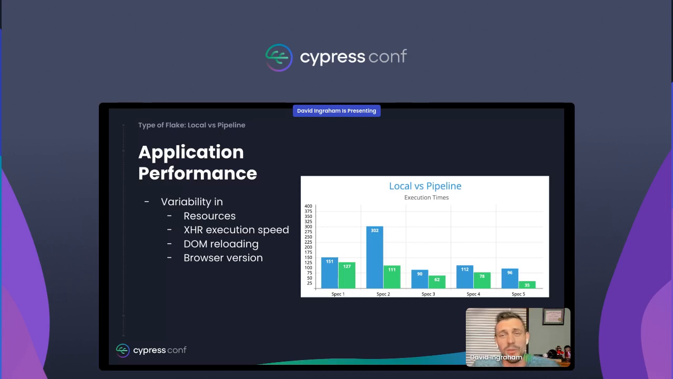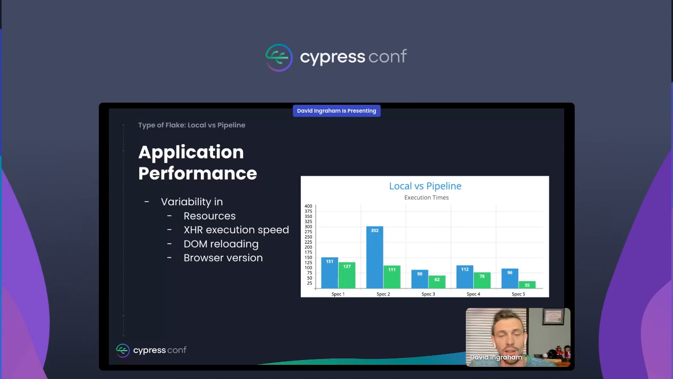It's probably extremely rare for your local machine to be identical to those running in the pipeline. This could introduce variability in the amount of resources the machine has, how fast it makes and handles API calls, how fast and when the DOM reloads, and finally, different browser version differences. All of these differences can lead to startling results in how quickly your tests execute.